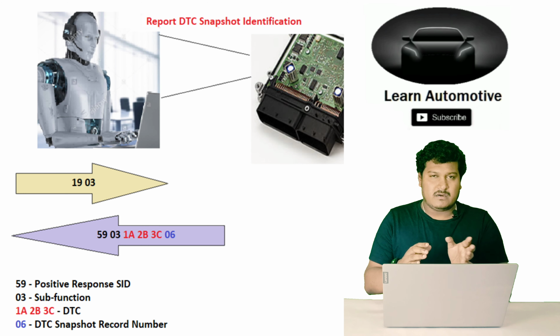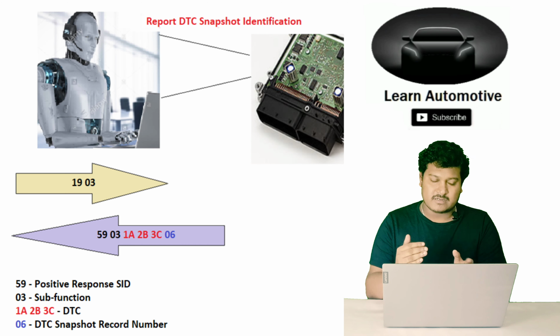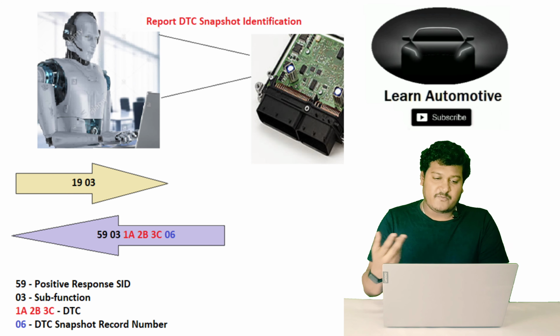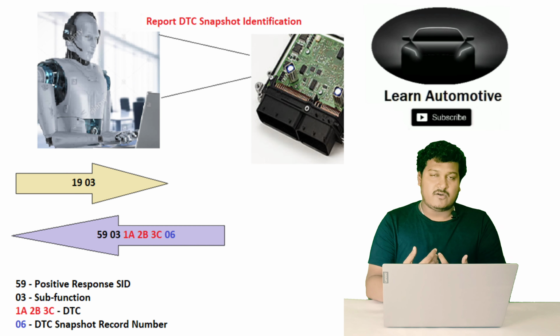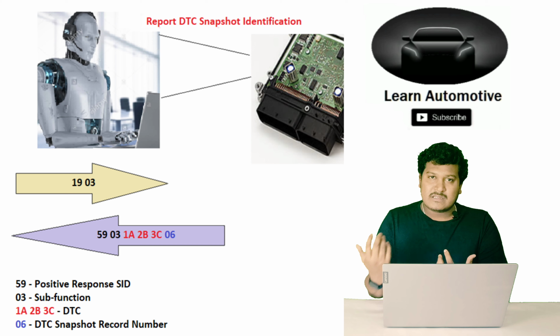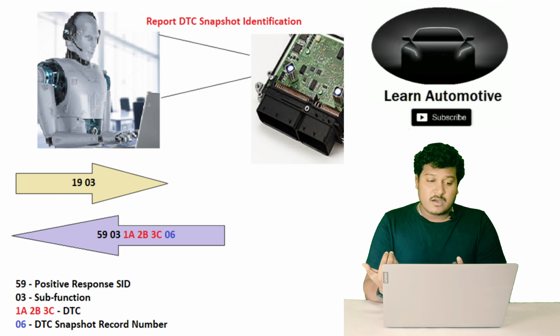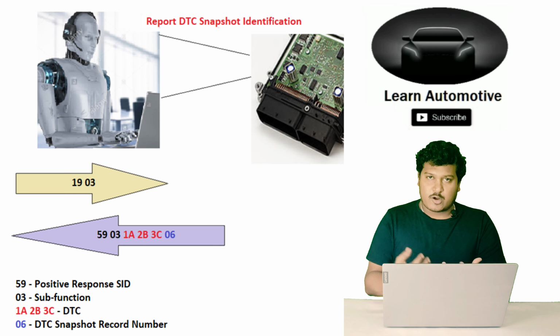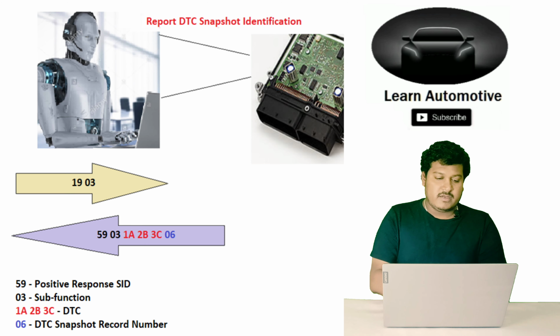Usually the very short description for this particular subfunction is that this parameter specifies that the ECU has to send the tester, the diagnostic engineer, all the snapshot data record information. They are not sending you the snapshot data, they are just sending the snapshot record identification. It may be the record number or it may be the DTC. In the first subfunction, 1903, you will get only the DTC snapshot record number associated with the DTC.